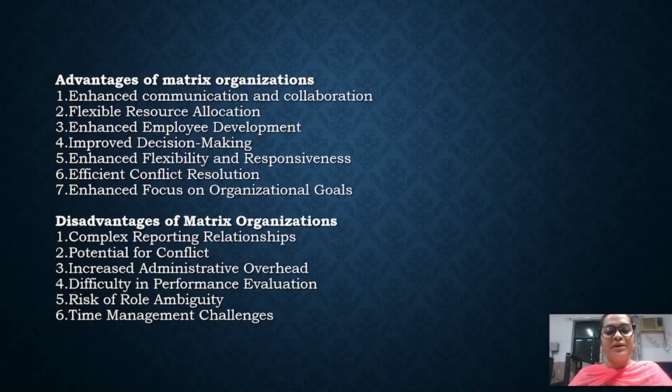Now, after the advantages, we'll come to the disadvantages, right? Every organizational structure has certain advantages as well as disadvantages. Now, we'll come to the disadvantages of matrix organization.